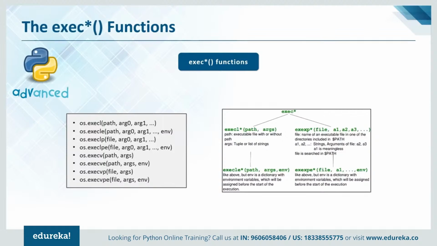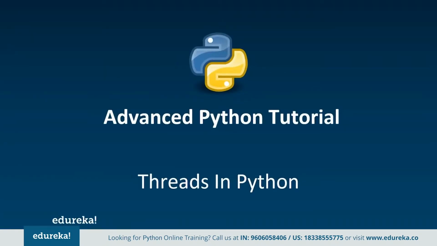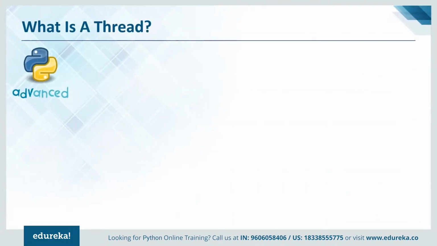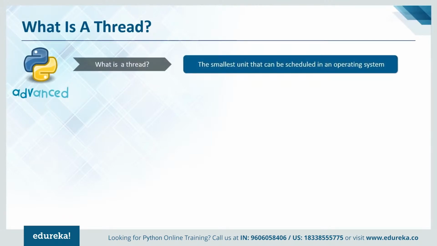Now that we're done with exec functions, let us quickly look at threads. We look at how we can work with threads in Python, and it is pretty simple, guys. So what is a thread? A thread, also called a thread of execution in many cases, is defined in computer science as the smallest unit which can be scheduled in an operating system.